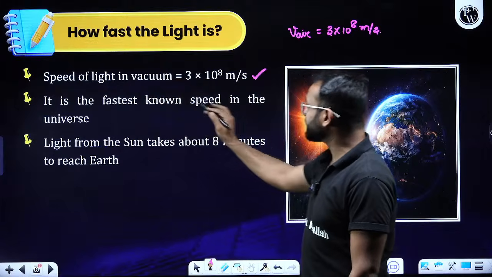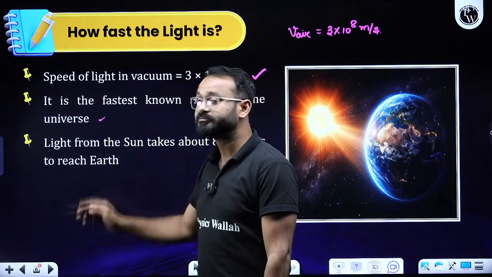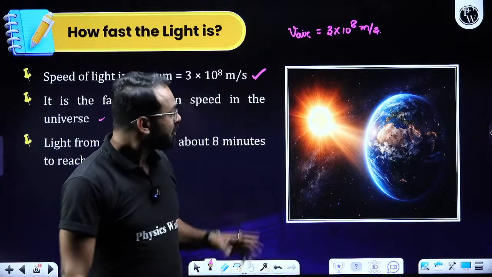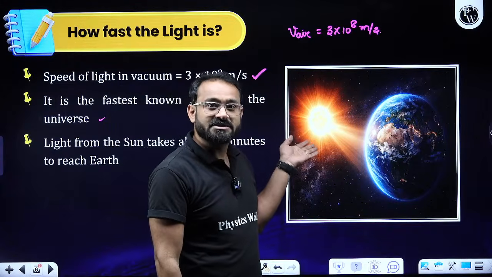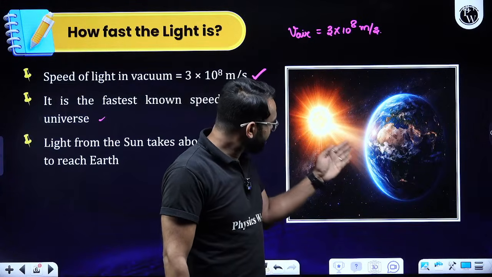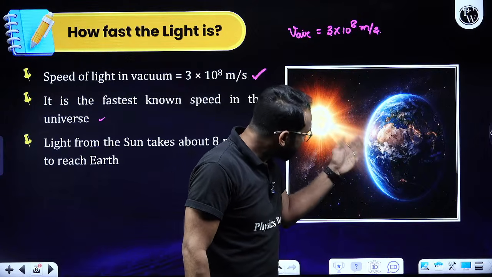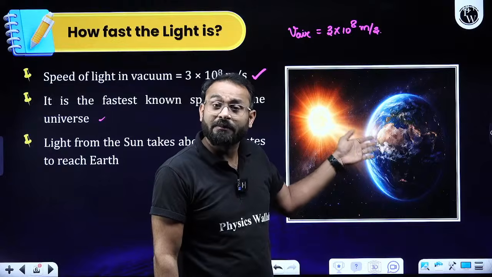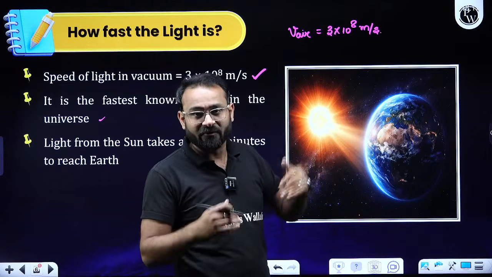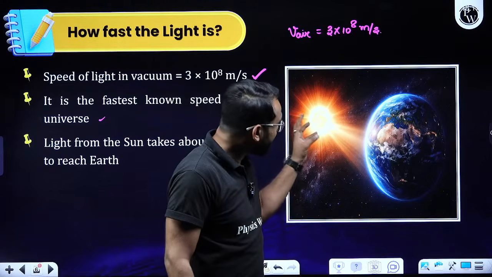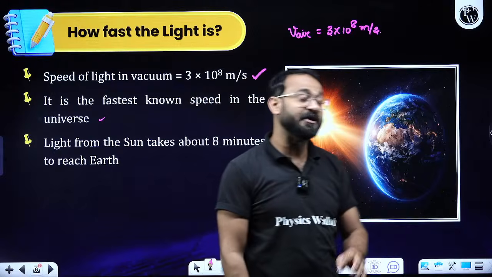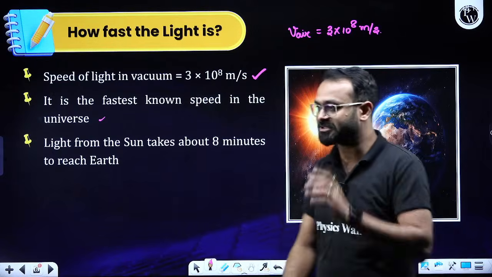So it is the fastest known speed in the universe. That is the reason when the sun rises, it takes a bit of time, and definitely that light is going to be incident on that part of the earth where the sun is going to rise. From where you can see the sunrise, the light is going to be incident over here. The speed of light is very, very fast.